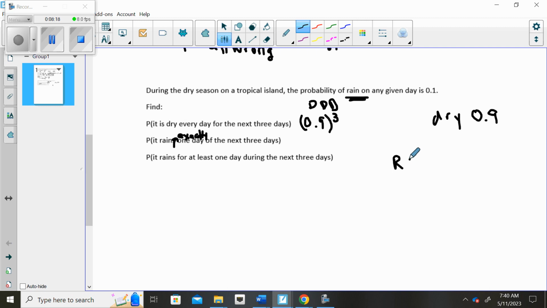Okay, so I want rain, dry, dry. Okay, so probability of rain is 0.1. Probability that it's dry is 0.9. So instead of writing 0.9 times 0.9, I'm going to write 0.9 squared. Okay? But again, there are different ways this could happen, right? The rain didn't have to be on the first day. It could have been dry, rain, dry, or it could have been dry, dry, rain.